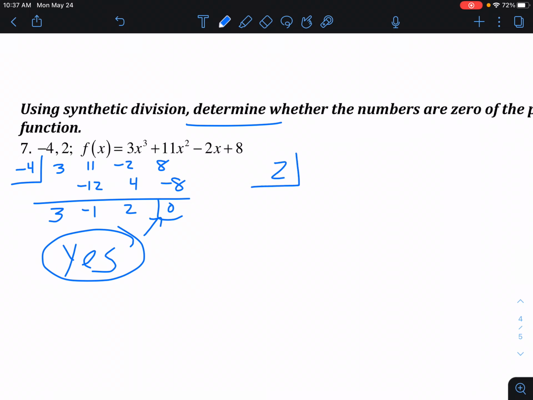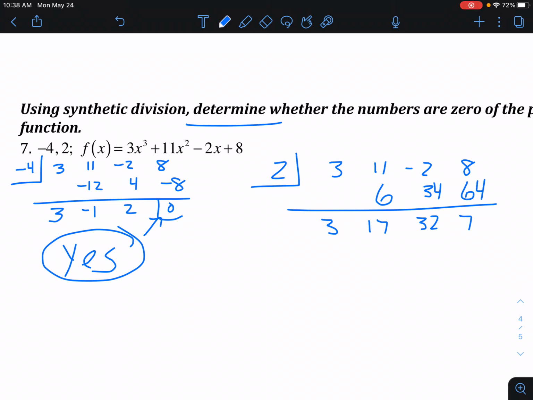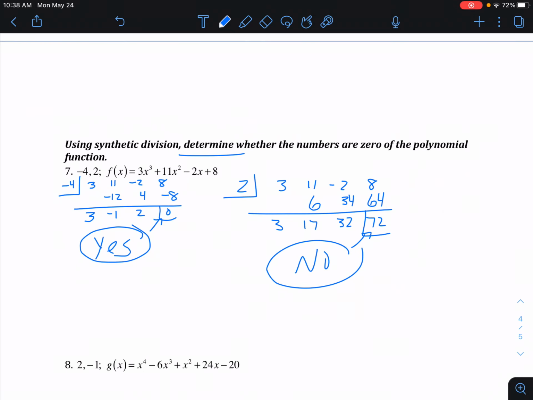Now let's test 2. So drop down, multiply, add, multiply, add, multiply, add. We got a remainder of 72 here, so we're going to say no. 2 is not a 0 because it has a remainder that's not 0.